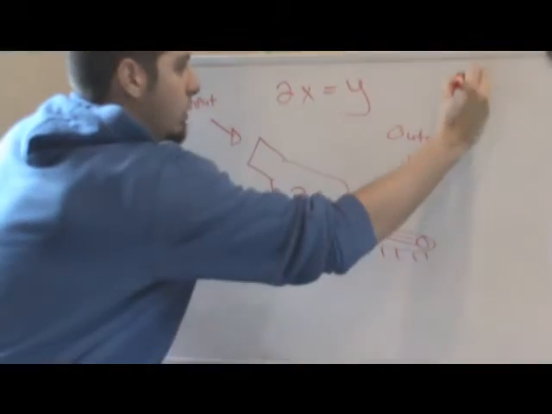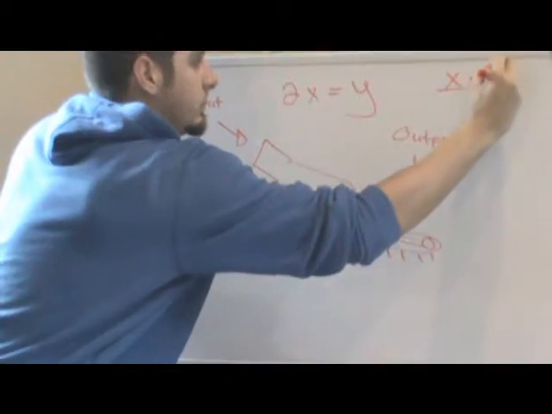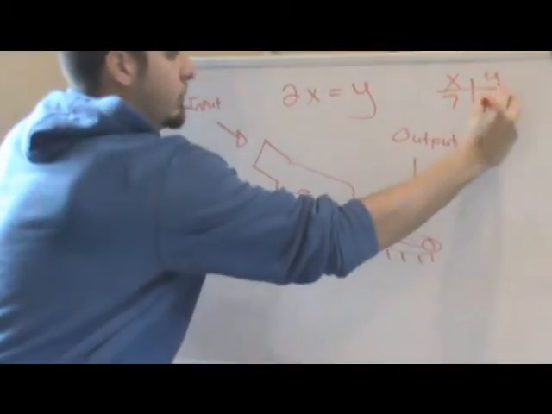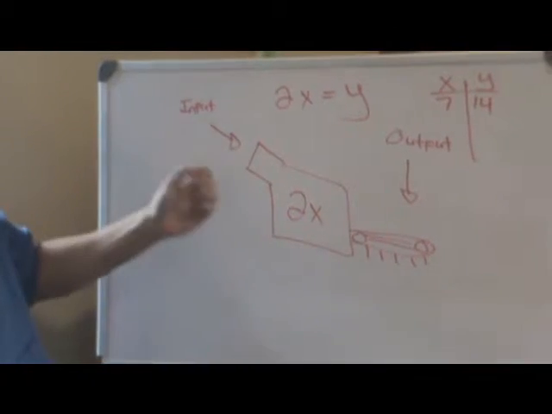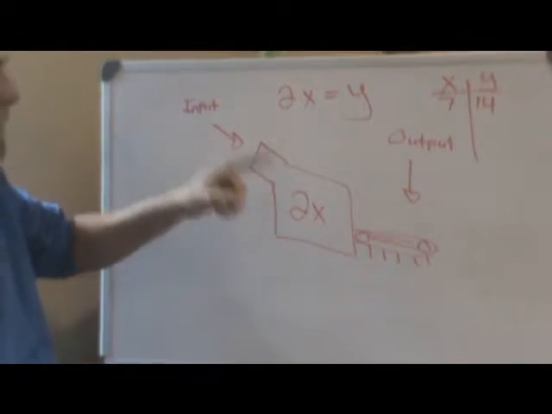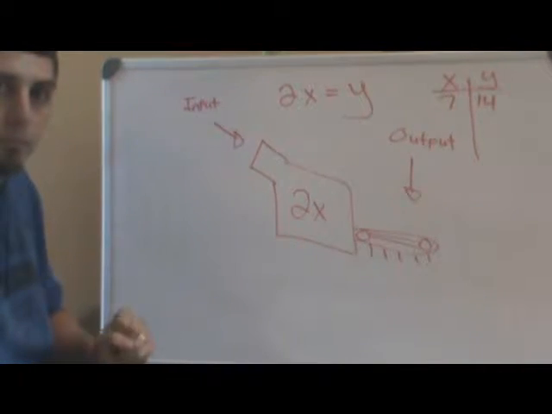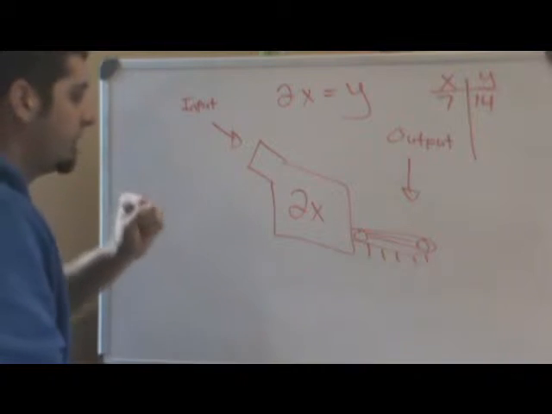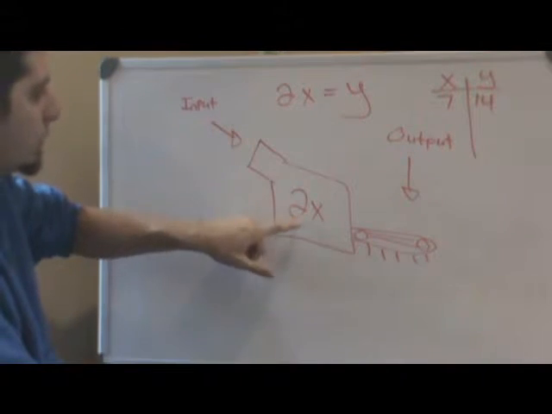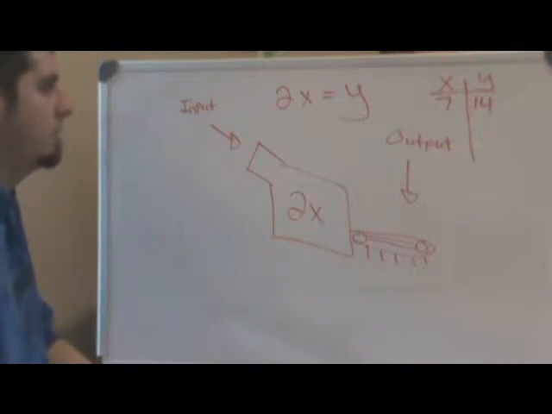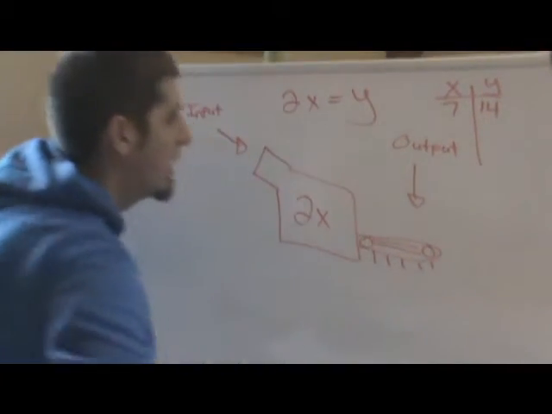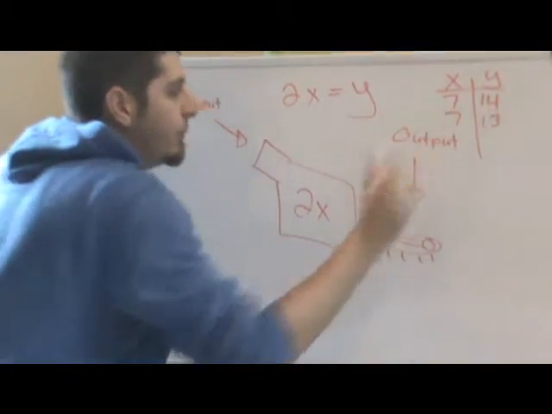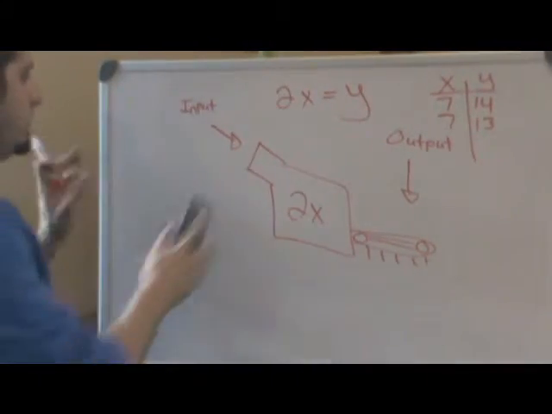So if I had my ordered pairs, I would input 7, the output should be 14. I should never input 7 and get an output other than 14 or my machine's broken. My machine is not functioning. If I input 7 and get an answer other than 14 into this machine, my machine is not functioning, therefore my machine is not a function. So if I have another 7 on my list and I get 13, that's not a function. Okay?